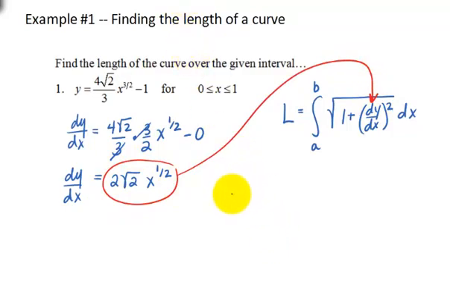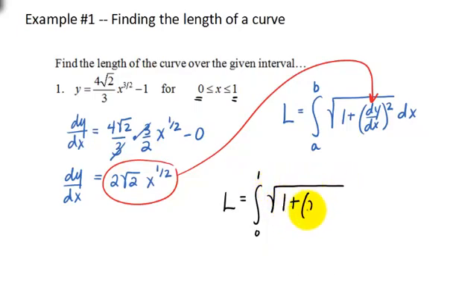Don't forget that piece. So our length is going to end up being the integral from 0 to 1. So our lower limit is 0, upper limit is 1. Square root of 1 plus the derivative squared. And at this point, you have everything set up. You can use your calculator to evaluate this.